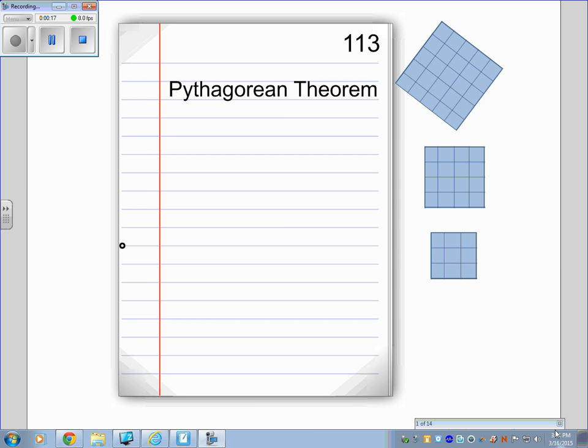Since we have to have a triangle to learn the Pythagorean Theorem, the first step is to glue the 3 squares onto the page in a way that forms the triangle we need. I'm going to show you how first, and then you should pause the video to do it in your notebook.